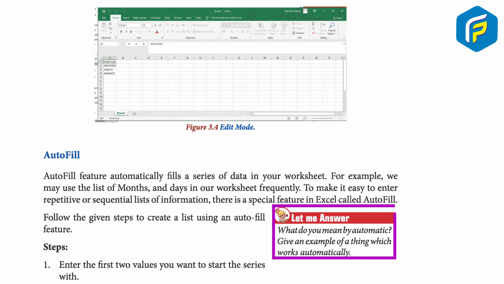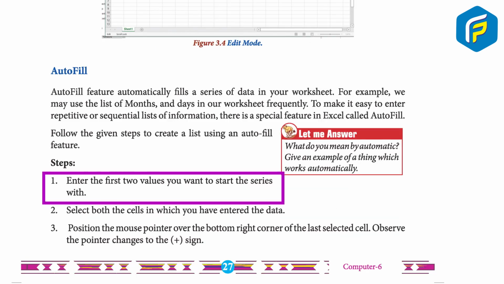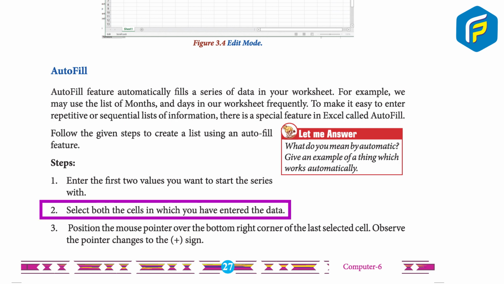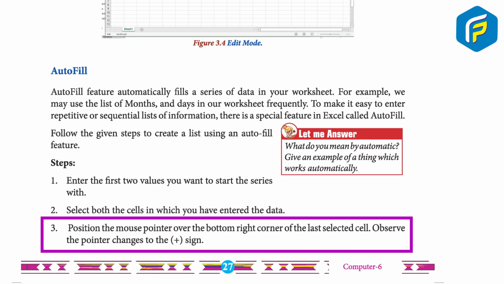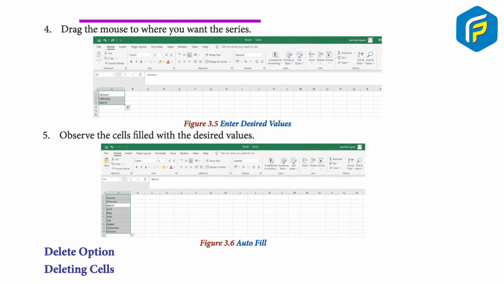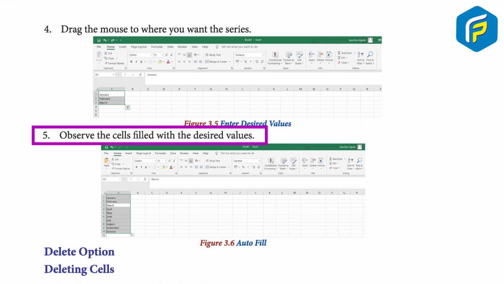Let me answer. What do you mean by automatic? Give an example of a thing which works automatically. Steps 1. Enter the first two values you want to start the series with. 2. Select both the cells in which you have entered the data. 3. Position the mouse pointer over the bottom right corner of the last selected cell. Observe the pointer change to the plus sign. 4. Drag the mouse to where you want the series. 5. Observe the cells filled with the desired value.